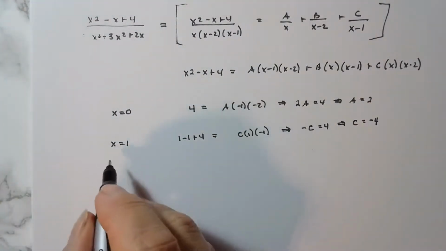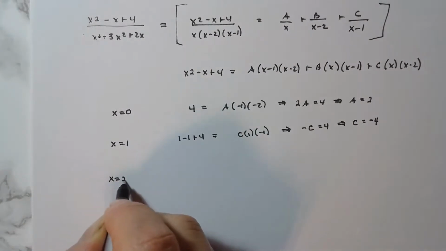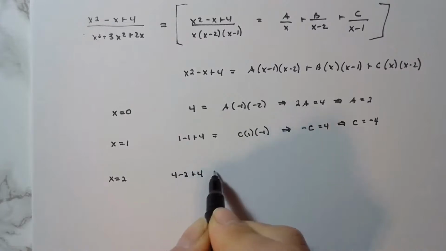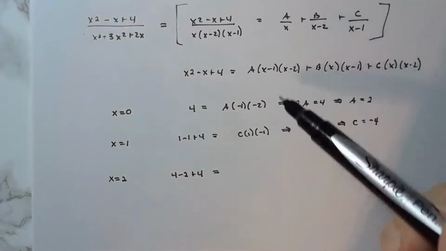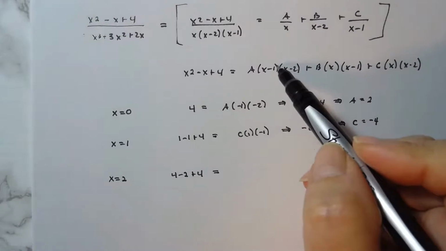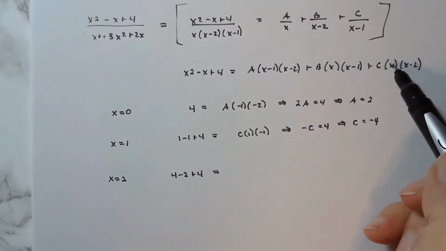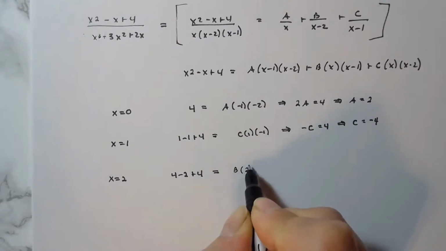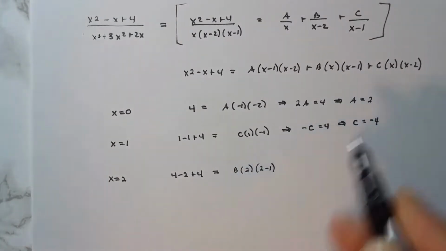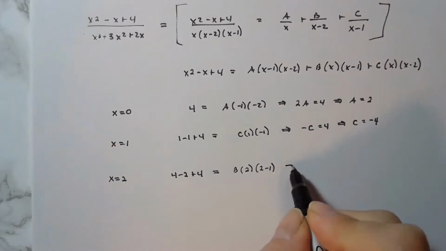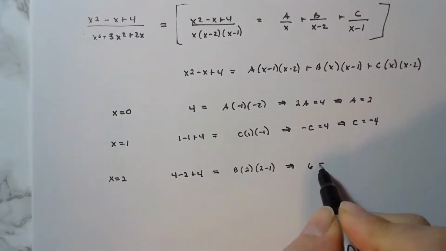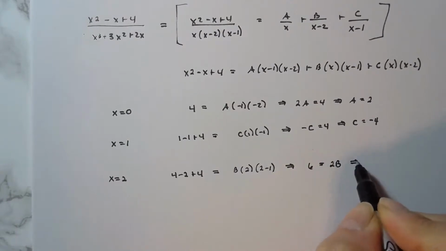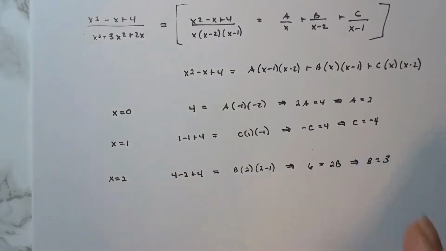And if I plug in a 2, then what I'm going to have is 4 minus 2 plus 4 is equal to, now again, if I plug a 2 in here, a goes away. If I plug a 2 in here, c goes away. So now I can solve for b. So I have b times 2 minus 1. So this is going to give us what? 6 is equal to, this is 1 times 2b. So this means that b is equal to 3.